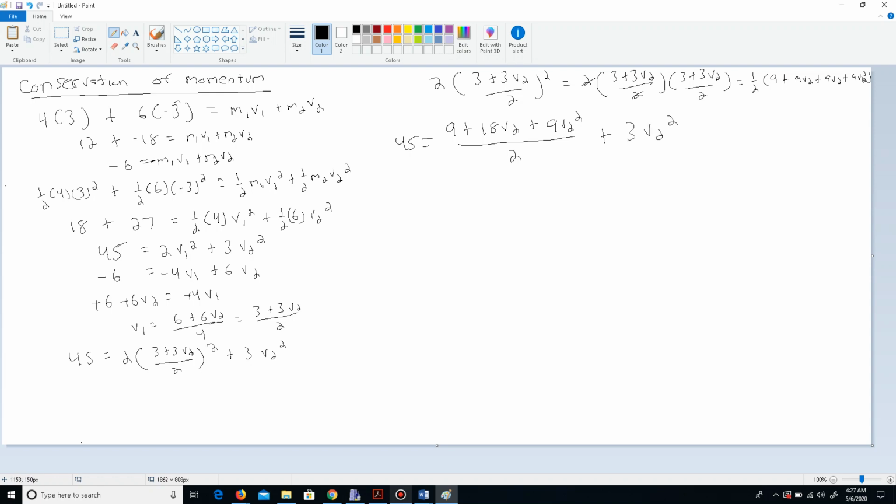So now what I want to do is multiply by 2 across the board. So I get 90 equals 9 plus 18v2 plus 9v2 squared plus 6v2 squared. The 2 that would multiply this cancels out with that 2. So I can put all this together and subtract the 90 over as well. So this is going to be 0. I will have 15v2 squared plus 18v2 minus 81.